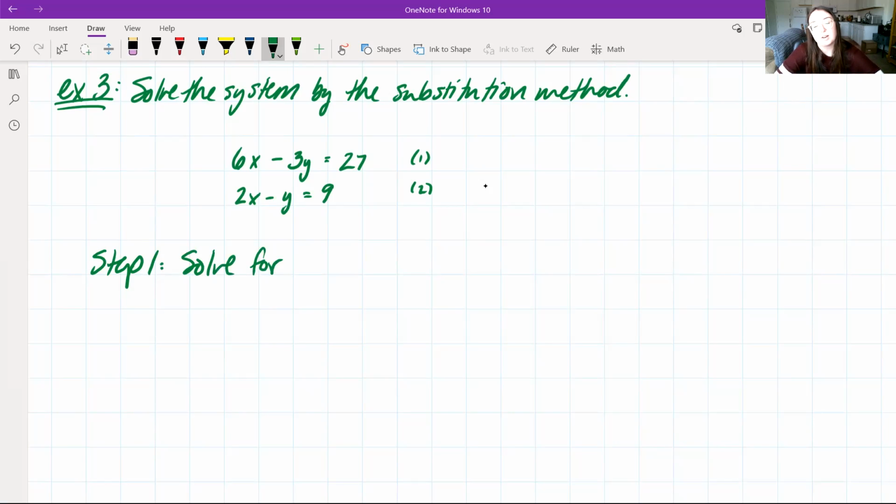In this case, if we look at our equations, equation 1 is going to give us 6x minus 3y is equal to 27, and equation 2 is 2x minus y is equal to 9. So in equation 2, we see that y has the coefficient of -1, so that's probably going to be the easiest for us to solve for. So let's go ahead and solve for y in equation 2.